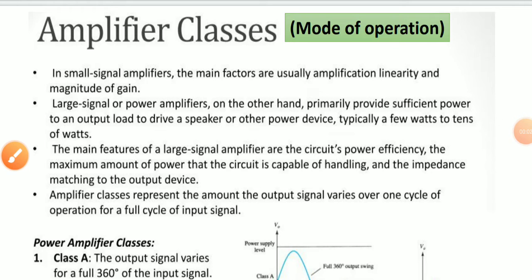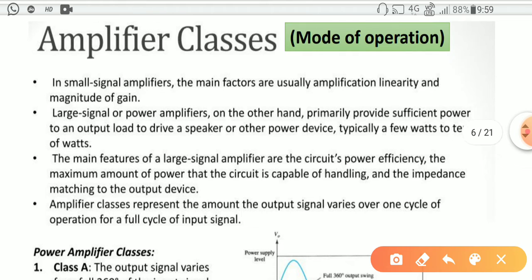Today we again meet together for continuing our last day class, that is the amplifier for a transistor. Today we discuss about the amplifier on the basis of the mode of operation. For small signal amplifier, the main factors are usually amplification, linearity and magnitude of the gain.